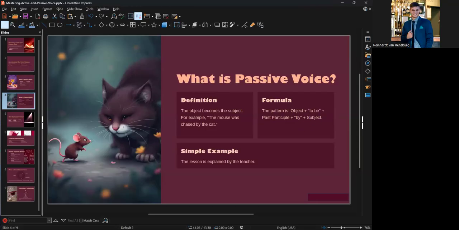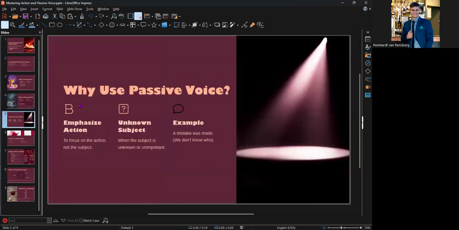Okay, so we are going to move on to why use passive voice. Now, you might be wondering, why would we use passive voice? There are a few important reasons. Number one would be to emphasize the action instead of the subject. So, "A new law was passed yesterday," or in the sentence, the action, okay?